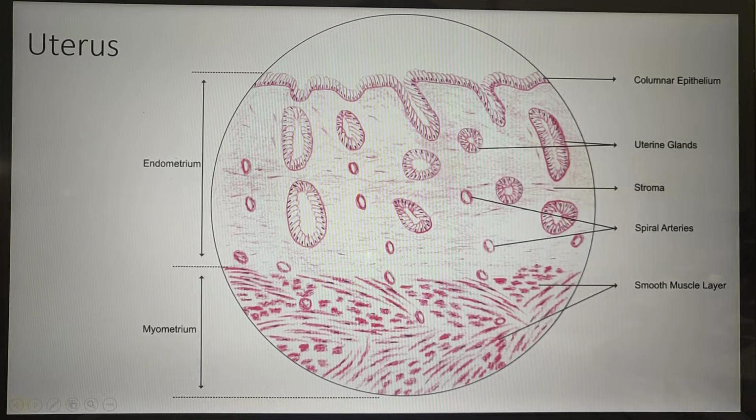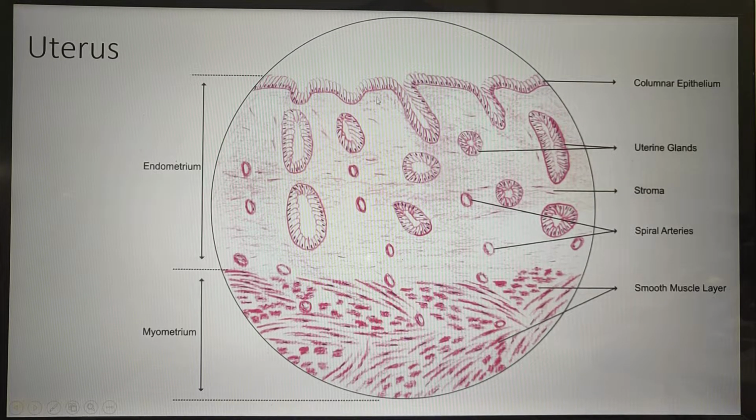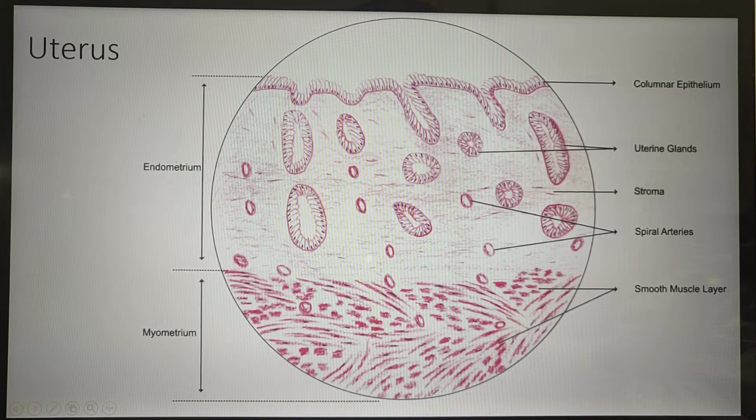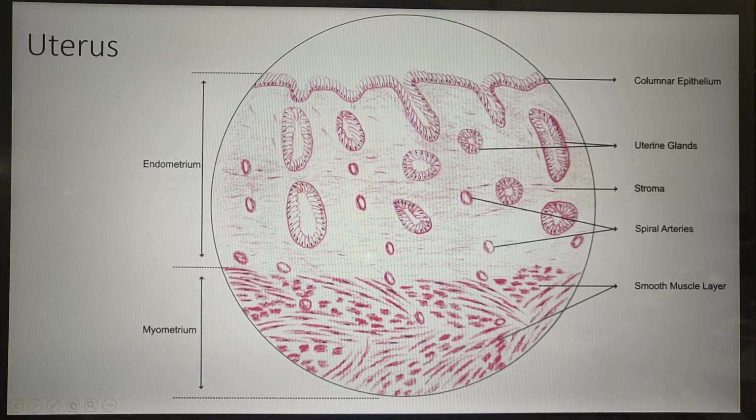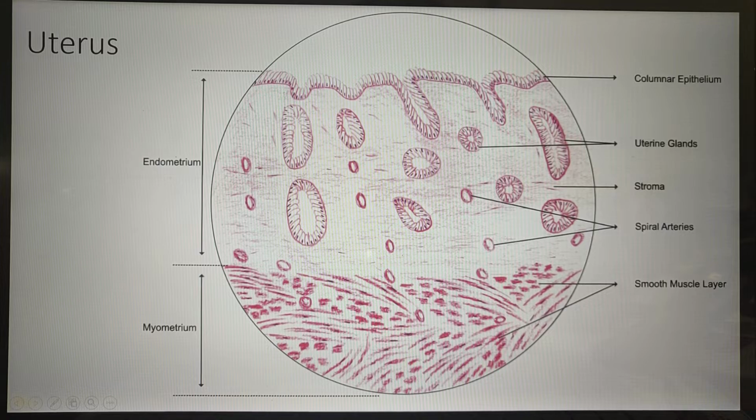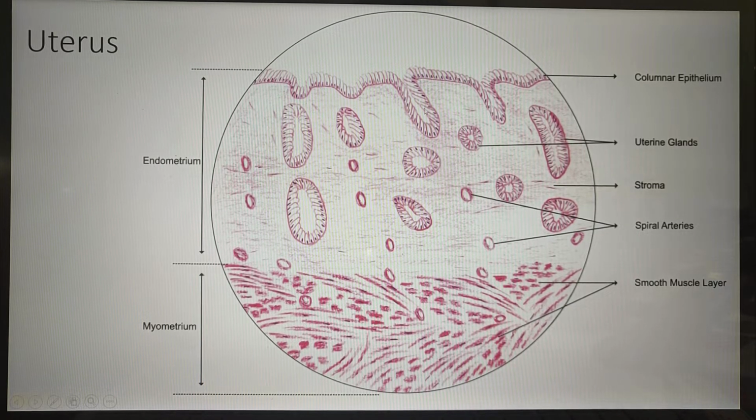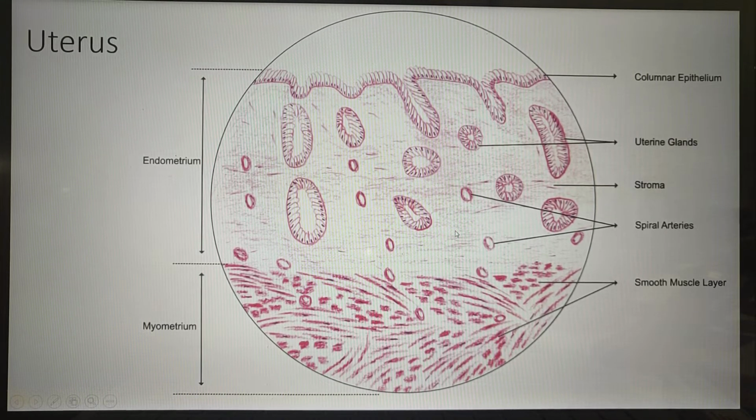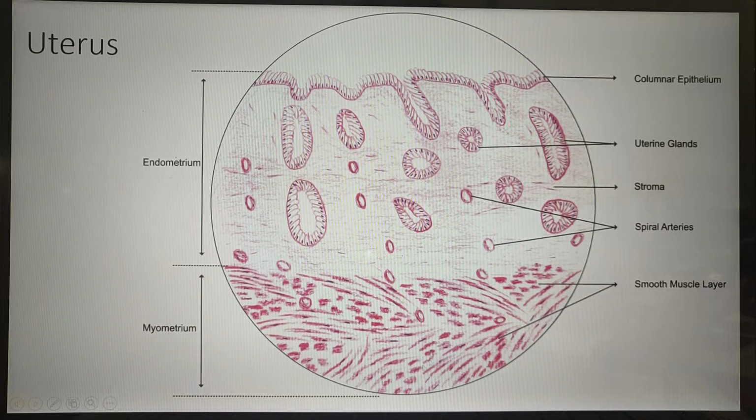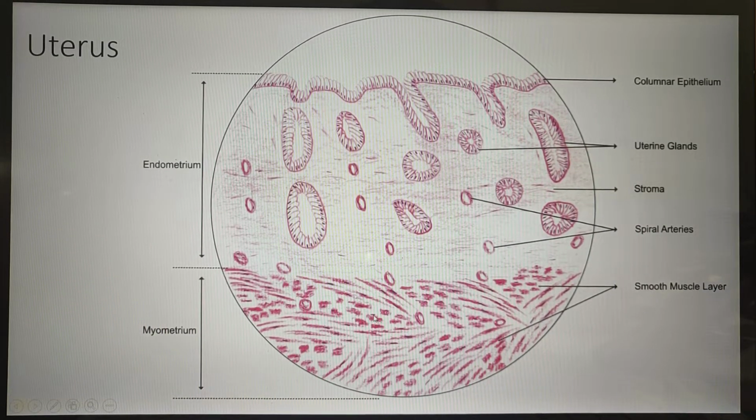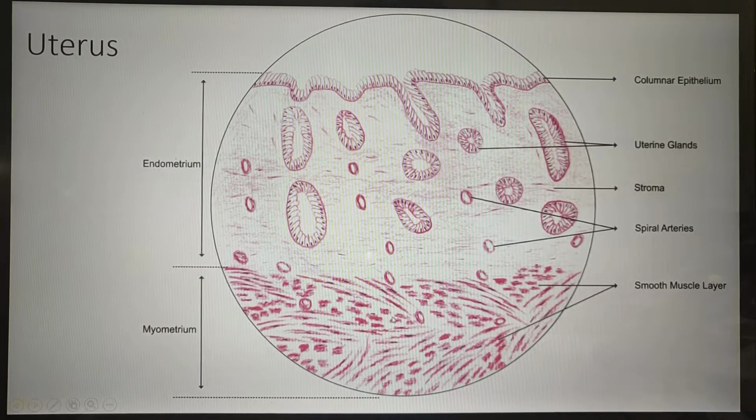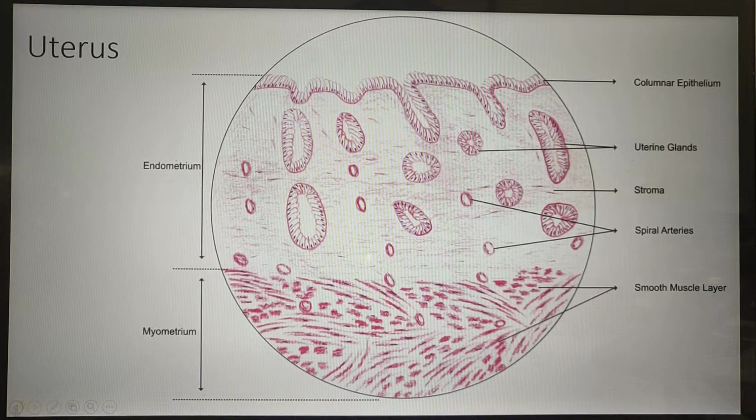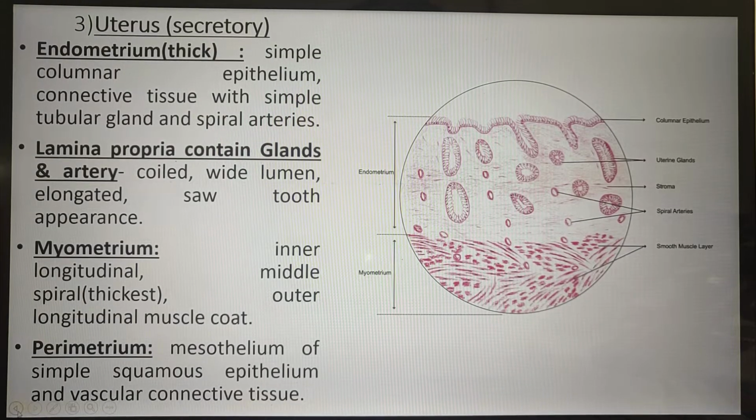the secretory stage of the uterus, with mainly three layers: endometrium, myometrium and perimetrium. The endometrium is the thickest layer. Here you can see the uterine gland lined by columnar epithelium. It has a tooth-like appearance, and there is a spiral artery which is nearly straight in the secretory phase, and there are muscles, inner longitudinal, spiral, and again longitudinal layers.